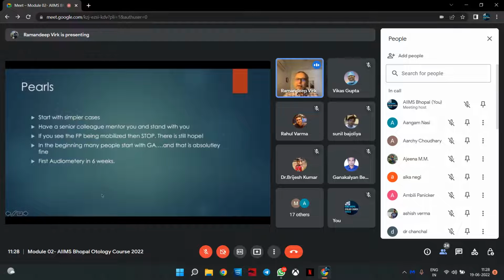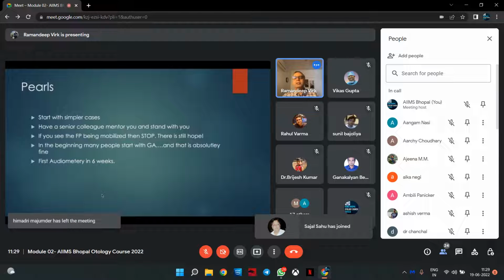So just a few tips: start with simpler cases and have a senior colleague mentor you and stand with you, right? If you see the footplate has been mobilized, then stop. There is still hope. So in initial stages, if the footplate gets mobilized, don't do anything heroic. Stop, close the tympanomeatal flap, counsel the patient, I'm going to re-explore you in 3 to 6 months. In 3 to 6 months, the footplate is going to fix again. You will get another chance.